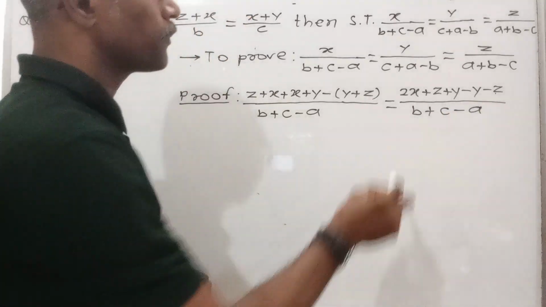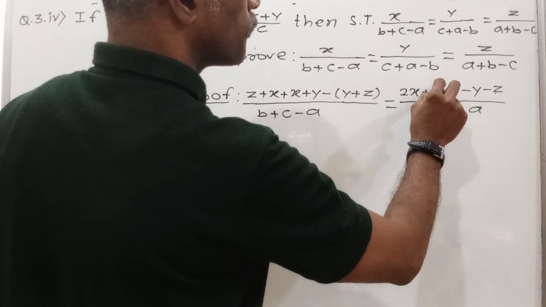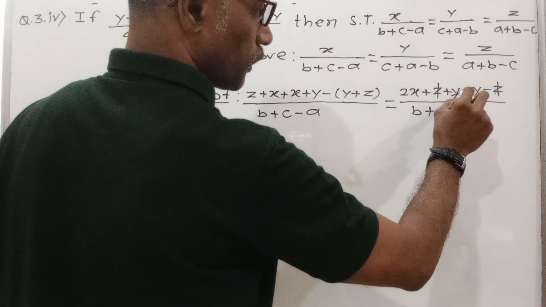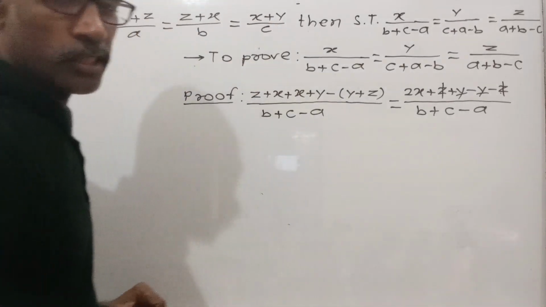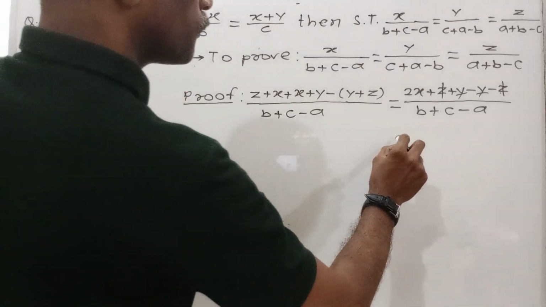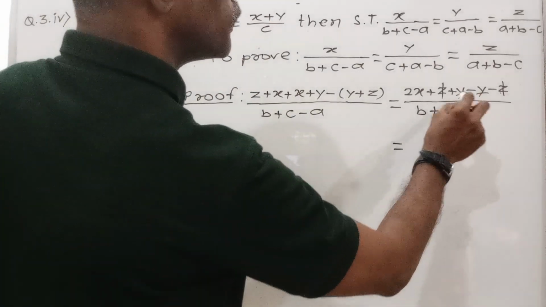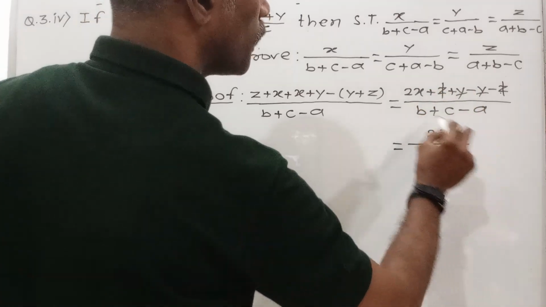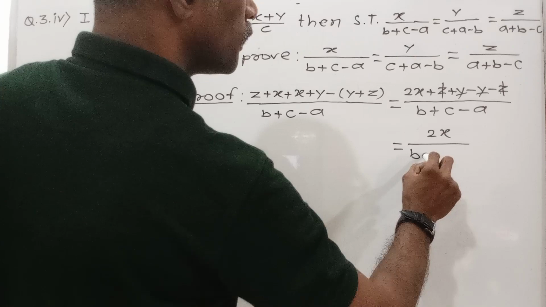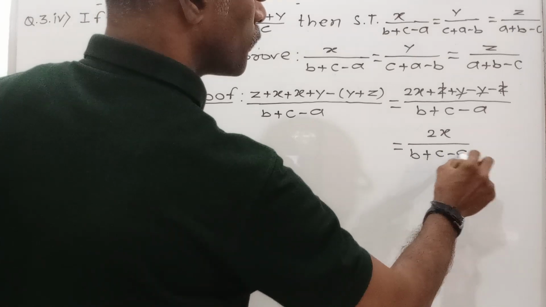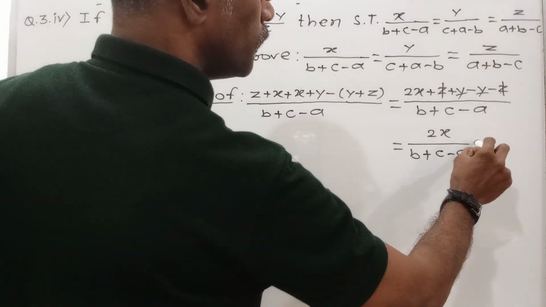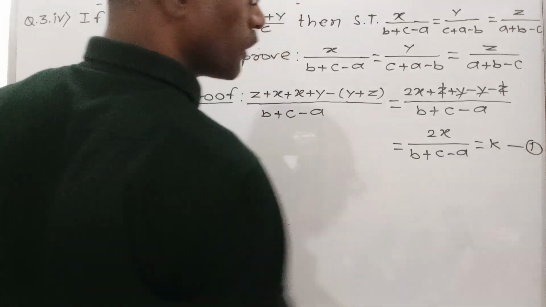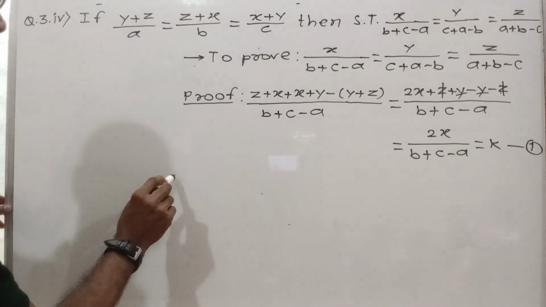Did you understand? Therefore here plus z minus z, this plus y minus y cancel. Therefore, we write here, what is left? 2x upon (b plus c minus a) is equal to, we write k. This is equation number 1.